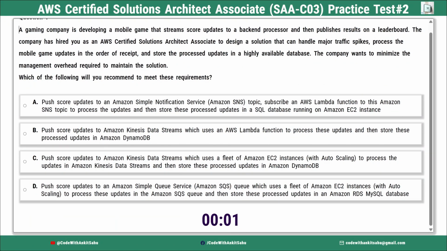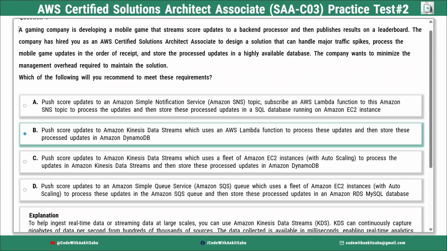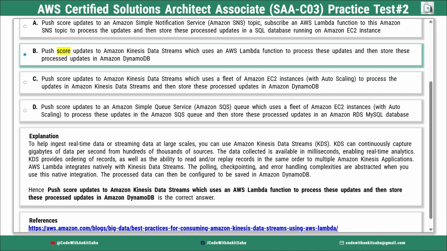Correct answer. Option B. Push score updates to Amazon Kinesis data streams, which uses an AWS Lambda function to process these updates and then store these processed updates in Amazon DynamoDB.